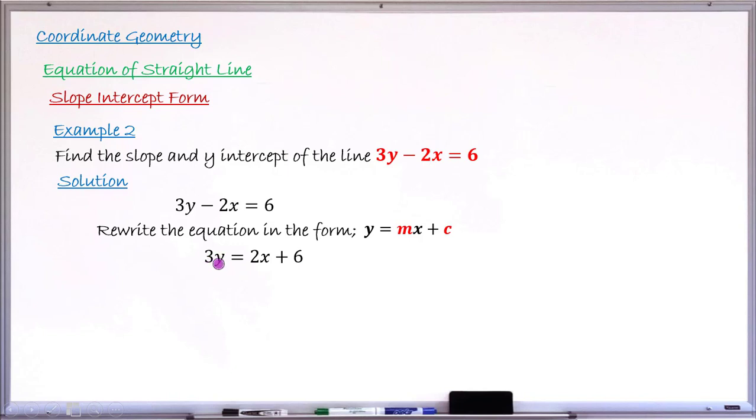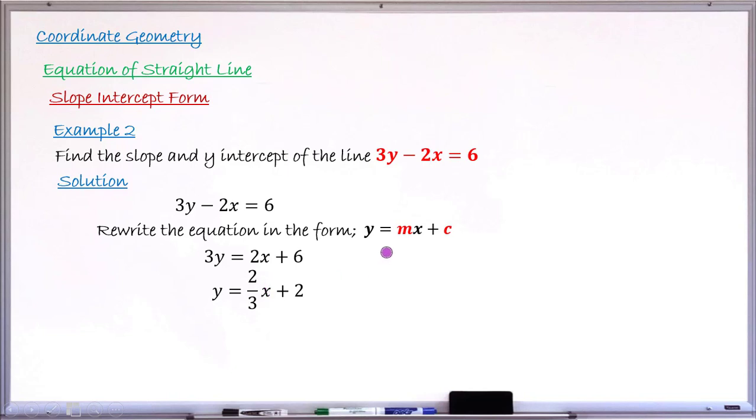And that coefficient of y is nothing but this number 3. So dividing both sides by this 3, you now have y on the left-hand side equals 2x divided by 3, so you now have 2 over 3 x. Then 6 divided by 3, you now have 2. So you now compare this very equation with y = mx + c. This is the general rule.